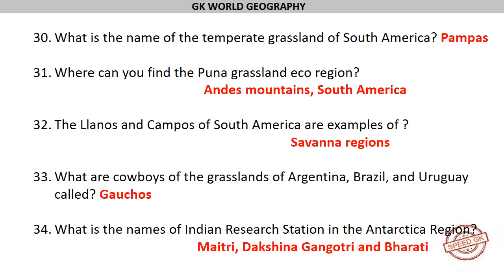Where can you find the Puna grassland ecoregion? Andes Mountains, South America. The llanos and campos of South America are examples of savanna regions. What are the cowboys of the grasslands of Argentina, Brazil, and Uruguay called? Gauchos. What are the names of Indian research stations in the Antarctica region? Maitri, Dakshin Gangotri and Bharati.